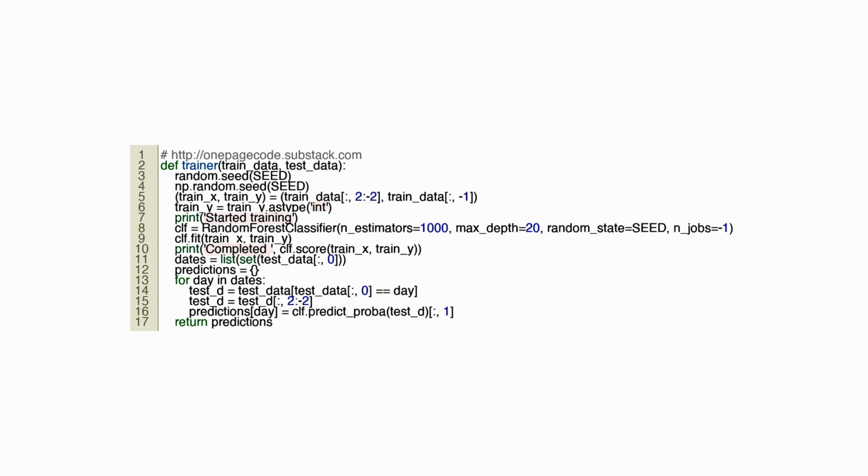It then converts the train y column to an integer type, prints a message indicating that the training process has started, and creates a random forest classifier model with specified parameters. The function then trains the model using the training data and prints the model's accuracy score.